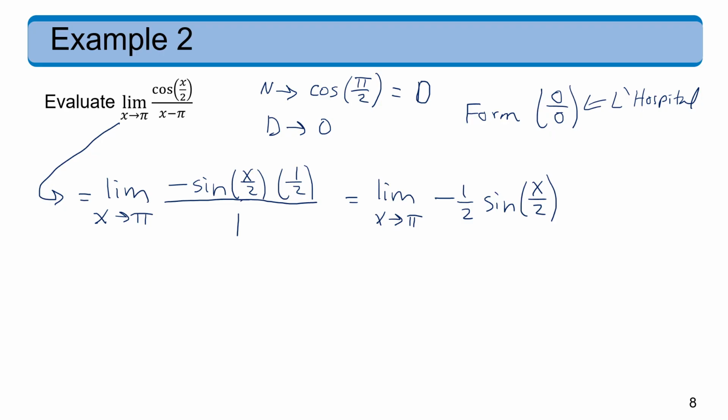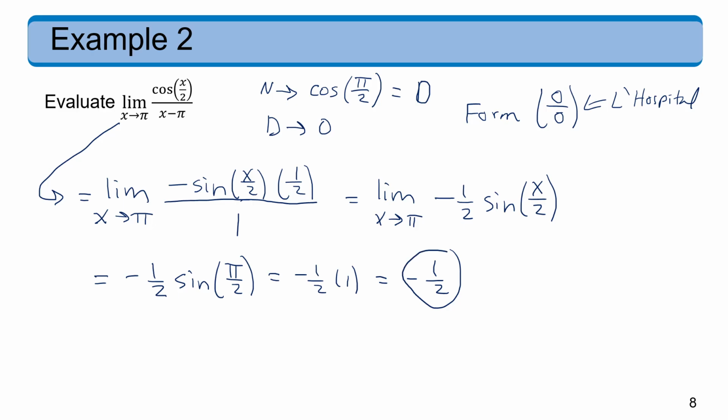Sine is a continuous function, and it's continuous everywhere, so that means it can be evaluated using direct substitution. So all we do now is plug in pi for x, and when we do that we remove the limit sign because we're evaluating the limit now. And then sine of pi over 2 equals 1. So we get negative 1/2 times 1, which simplifies to negative 1/2, and we have our limit for this one.